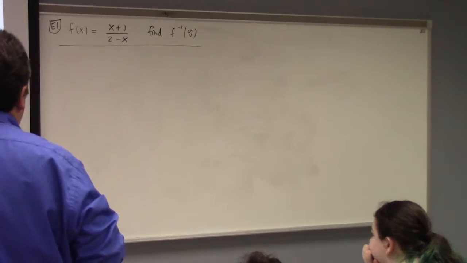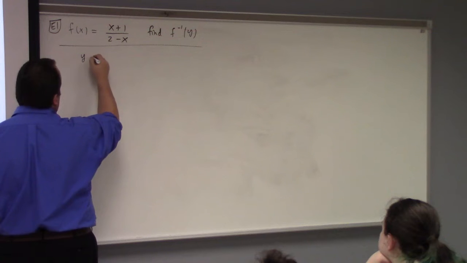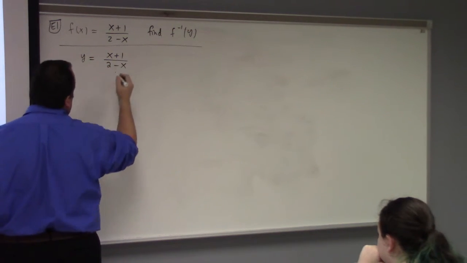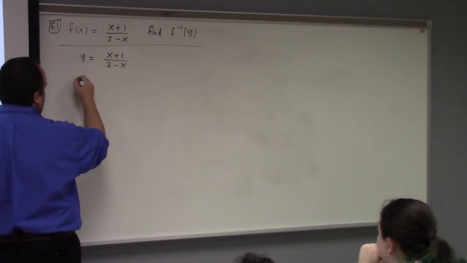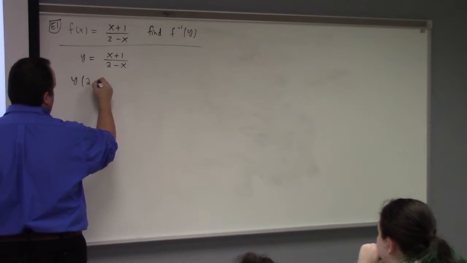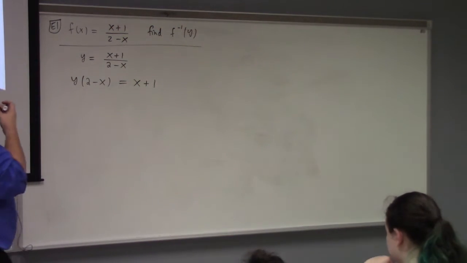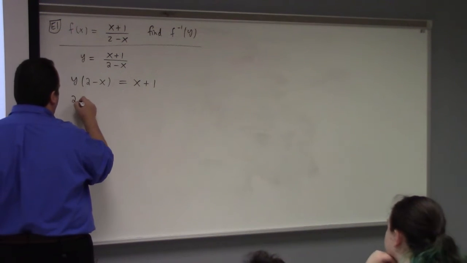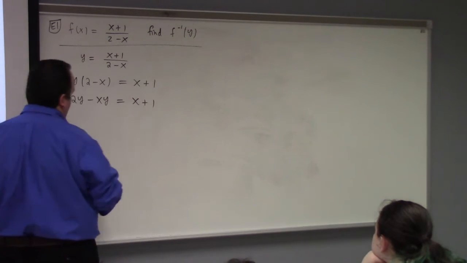Multiply by 2 minus x. Yes. Oh, but before we can do that, I'm with you, but first we've got to write this, right? And then you said multiply both sides by 2 minus x. Right there with you. y times 2 minus x is equal to x plus 1. We're trying to solve for x, right? So multiply that out. We got 2y minus xy equals x plus 1.